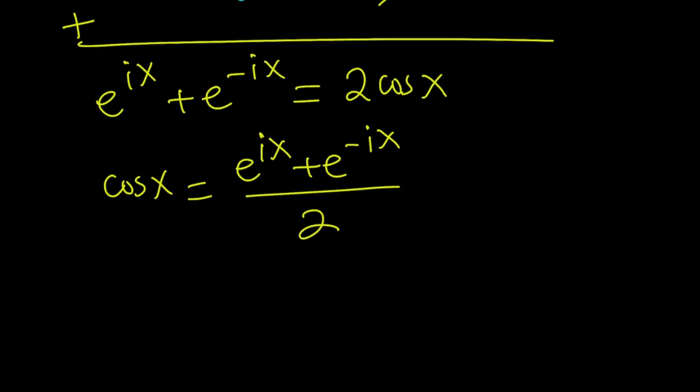We don't seem to be getting a complex value from cosine x. So is there a solution to the equation cosine x equals i? Who knows, right? Something to think about.